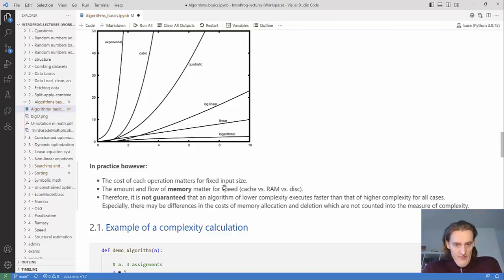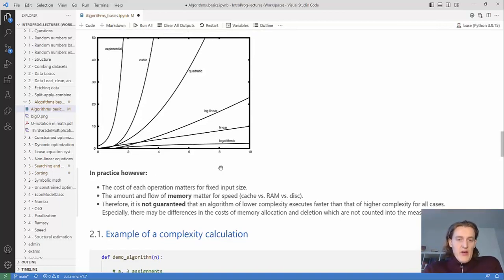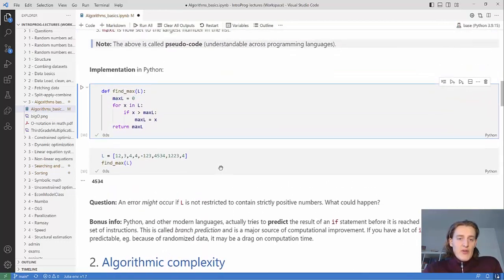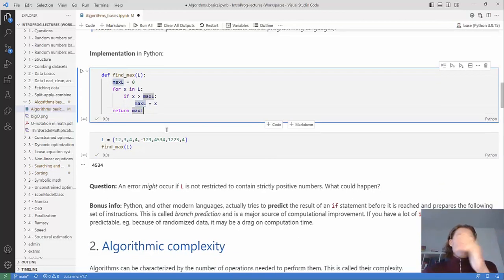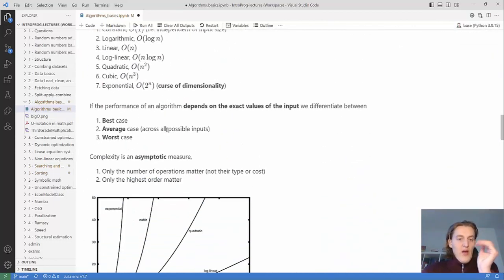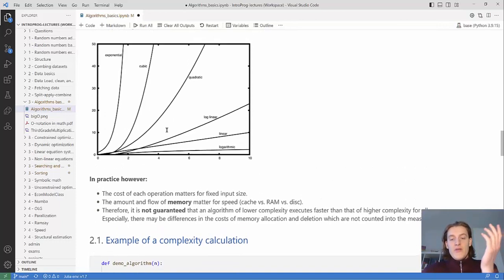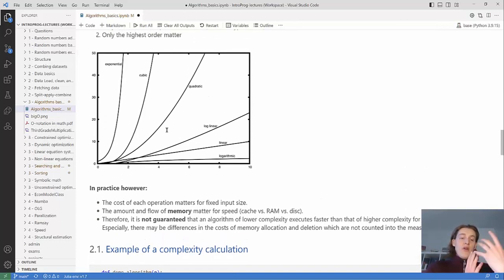So the cost of each operation matters for a fixed input size. Here in this little example, you set an assignment operation to be the same cost as a comparison operation, and you can also have multiplication be one operation. But in reality, as I'll show you later, multiplication actually has multiple operations inside of it because it's its own algorithm. Typically we'll count it as one, but for other purposes you might want to count multiplication as its own operation.